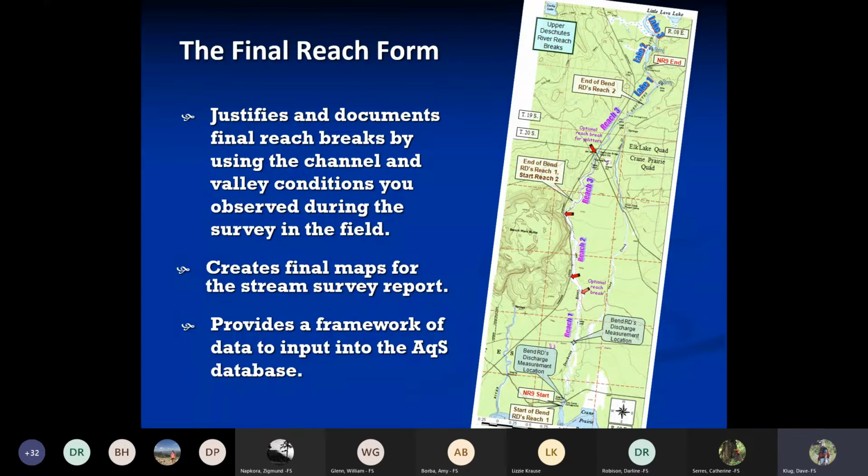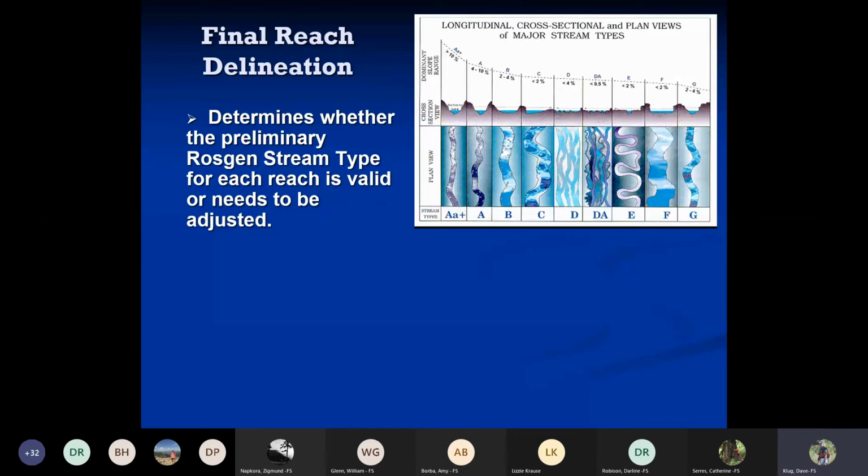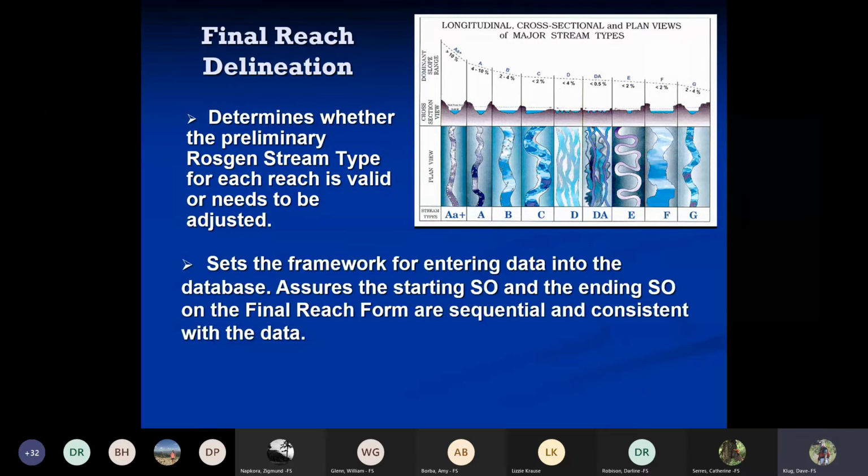It also determines whether the preliminary Rosgen stream type for each reach is valid or needs to be adjusted. Or it could be a Rosgen stream type that was classified in a previous survey. You're going to determine whether that's good, it's valid, or it needs to be changed. Hopefully, most times it'll be good to go. It'll be the same. The final reach delineation sets the framework for entering data into the database. So it assures that the starting SO, sequence order number, and the ending SO on the final reach form are sequential and consistent with the data.